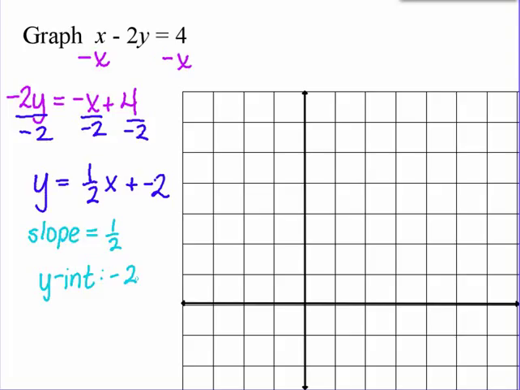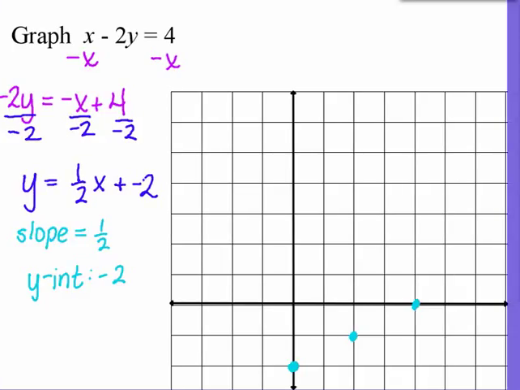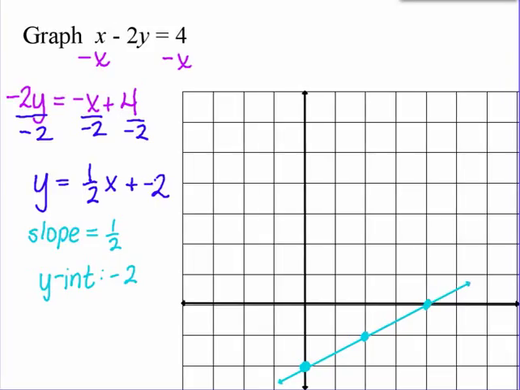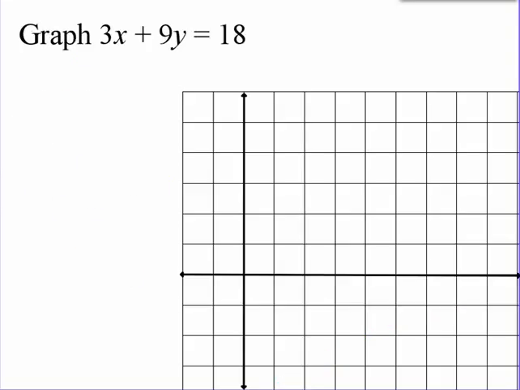So what I'm going to do is start where? Negative 2. What does a slope of 1/2 mean? Up 1 over 2. Up 1 over 2. What is going to be my final step? Draw a line through those points. And there you go. Questions? Think you can handle this? Let's look at the next one. 3x plus 9y equals 18.